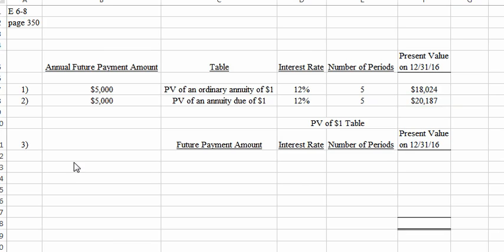Now the third situation is a little bit different because we're dealing with interest being compounded quarterly. So the number of periods is different for each future payment that we're going to receive. The first payment is received on December 31st, 2017. Interest is compounded quarterly. Okay, that's 1 year from our date here. This is first payment.